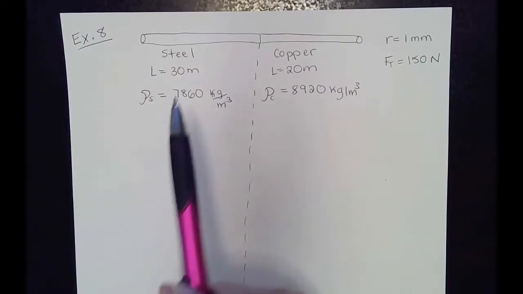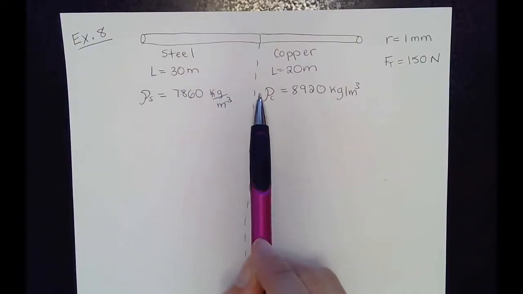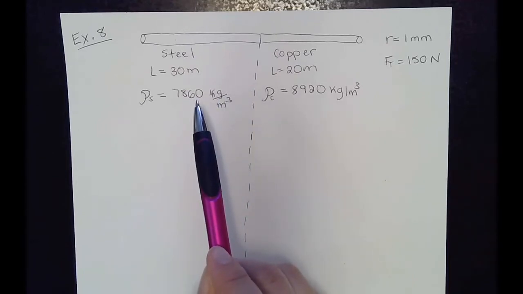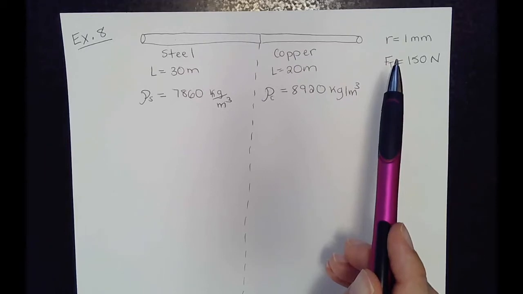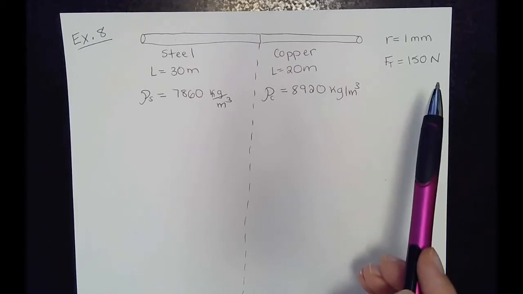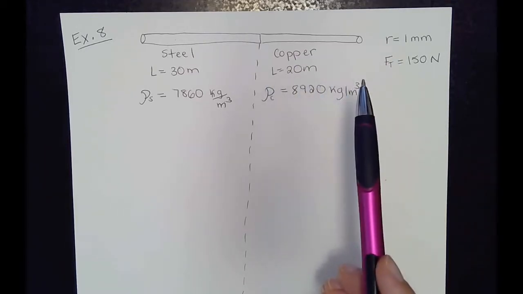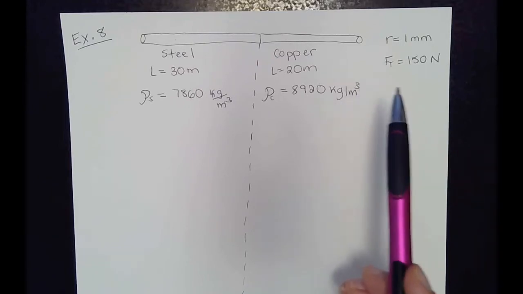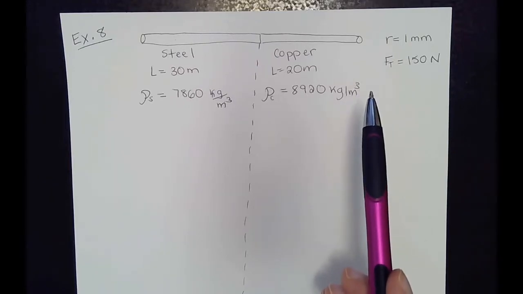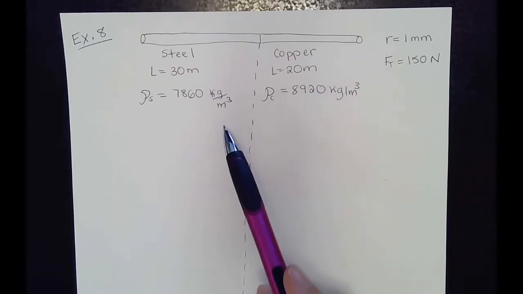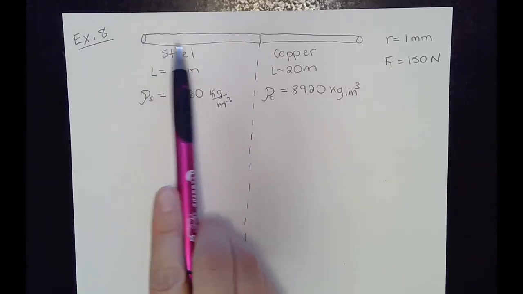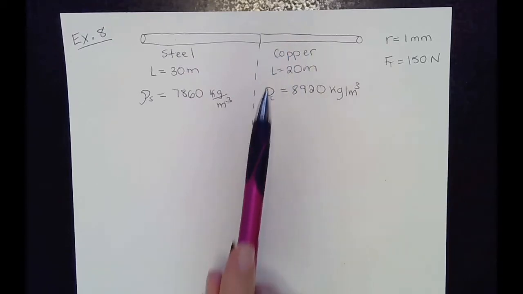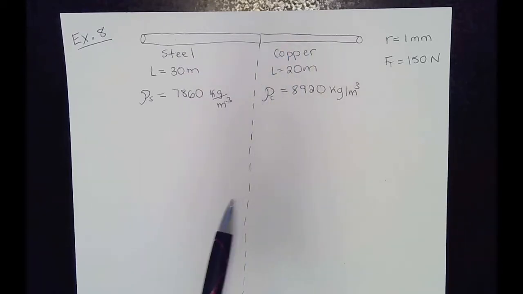Alright, so I've drawn this and written out the information. We have the length of each piece of wire and its density. The radius is 1 millimeter, half of the diameter, and the tension throughout the entire wire is 150 newtons. So we're going to need to find μ, the wave speed, and then the time it takes for the wave to pass through each section. I've divided my page so we can do it for steel and copper in parallel.